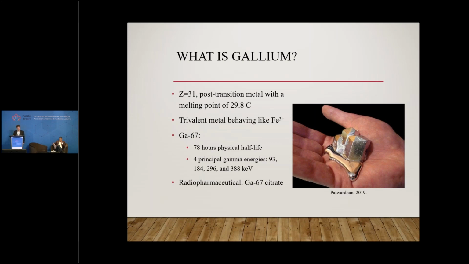So this is gallium. Gallium is a solid metal that if you put in your hand, it just melts. I cannot think of any other metals that will melt in your hand, because of the melting point of 29.8 degrees Celsius. It behaves like iron, with a 3 plus valence. Gallium-67 has a 78-hour physical half-life with 4 principal energy windows at 93, 184, 296, and 388 keV. The radiopharmaceutical that we use is gallium-67 citrate.